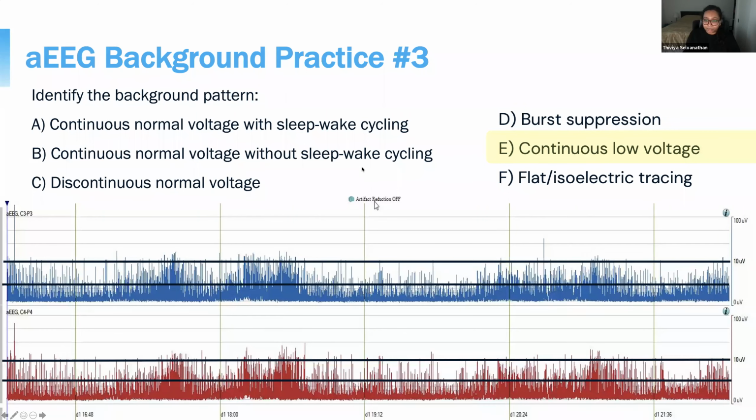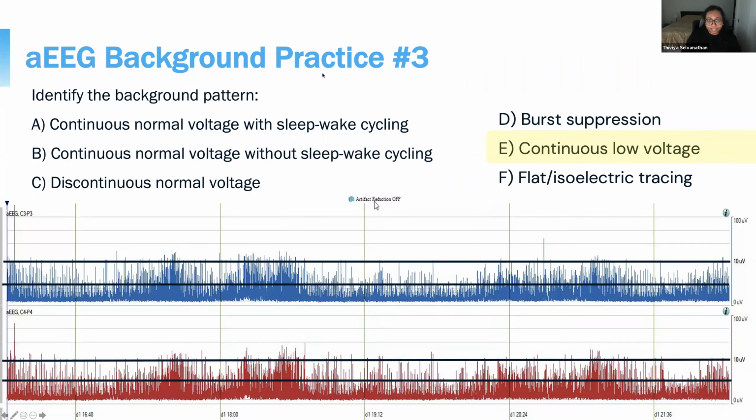So here, both the upper and lower margins are low. And the key difference between burst suppression and continuous low voltage activity is the presence of bursts that are more than 25 microvolts, which isn't the case here. We don't see that very high voltage burst activity that you would see with burst suppression.